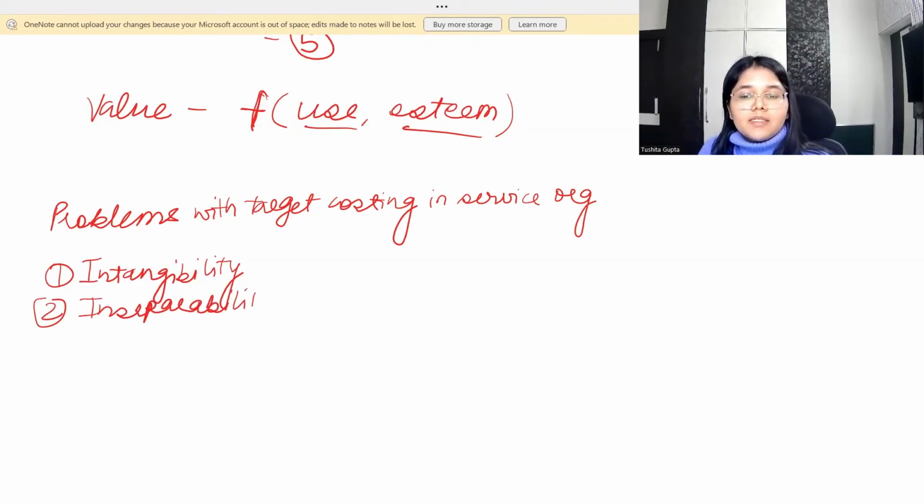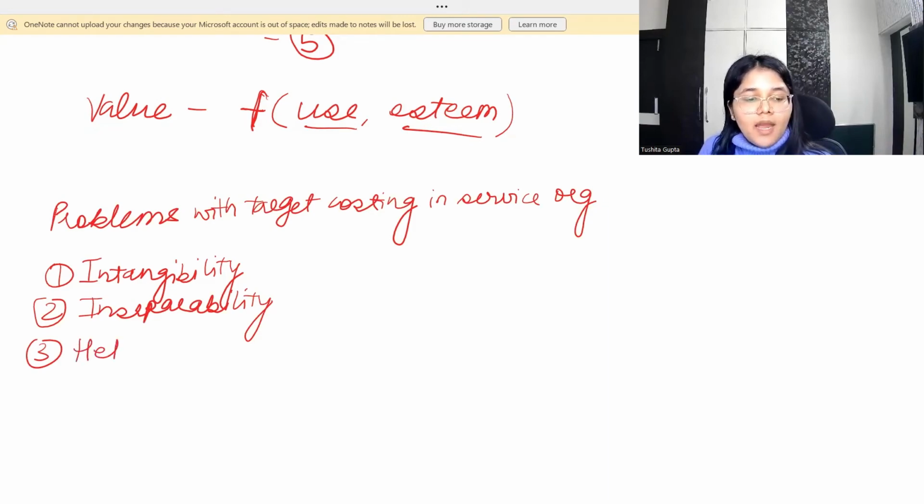Then there is also inseparability. That means I cannot separate the service from the service giver. Whoever is responsible to give the service will have to provide the service to the customer. I cannot separate the service from the service provider. So this becomes another problem when we are trying to implement target costing in service organizations.